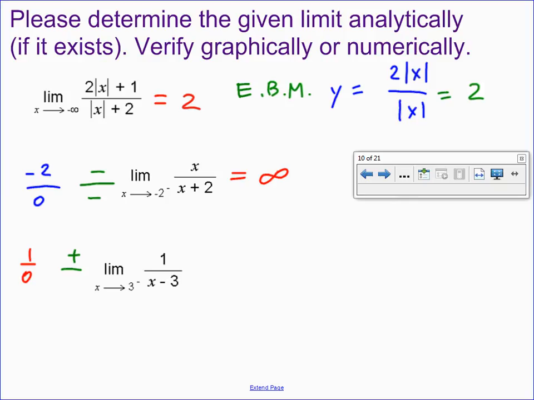Okay, as you did initial substitutions, I got 1 over 0, that's infinite. Then I considered a sign test. What kind of values does x take on as it approaches 3 from the left? So what kind of values does x take on as x approaches 3 from the left? Paul?